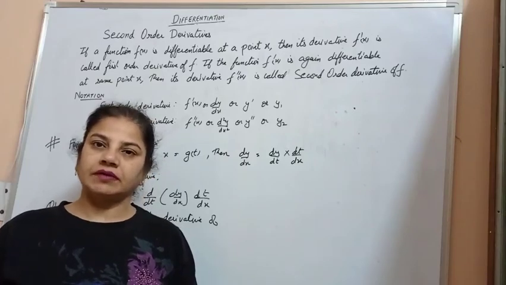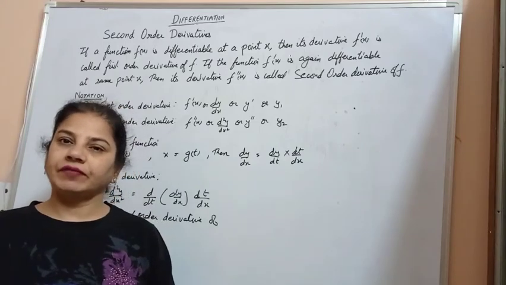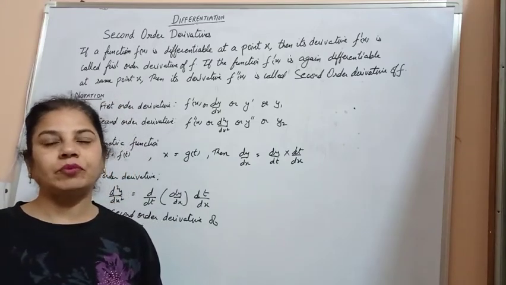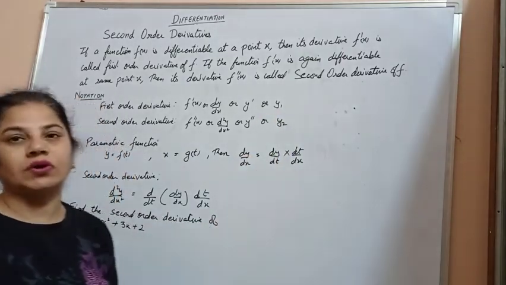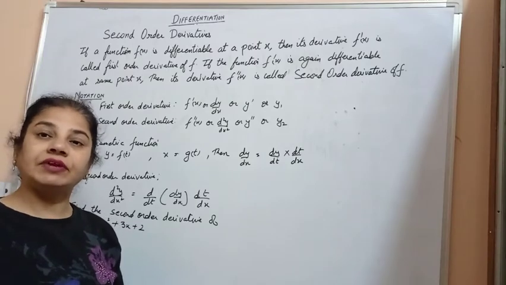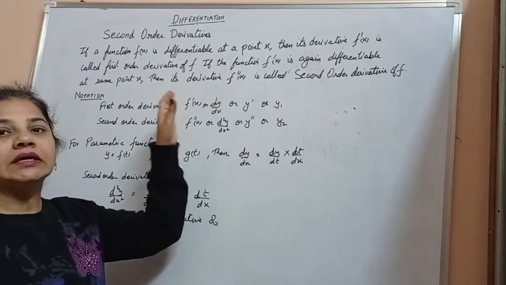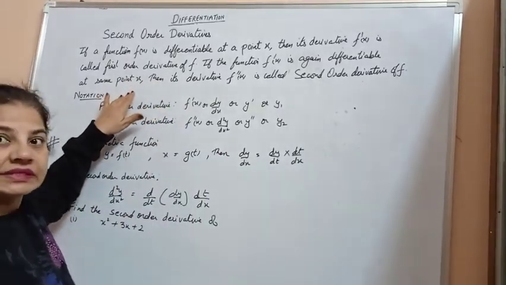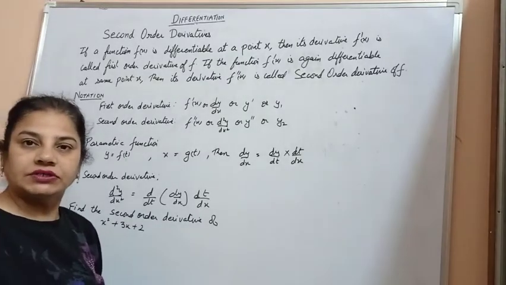Differentiation, chapter 11, second order derivative. If a function f(x) is differentiable at some point x, then the derivative f dash x is called the first order derivative of f. If f dash x is further differentiable, then the derivative of f dash x at the same point, f double dash x, is called the second order derivative of function f.